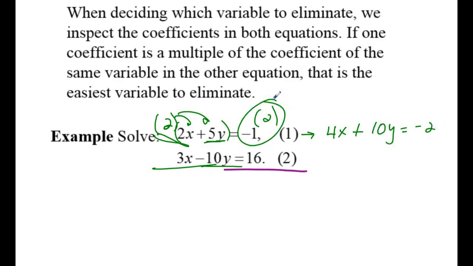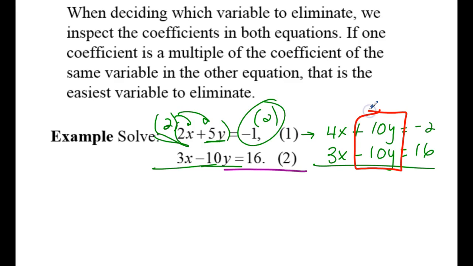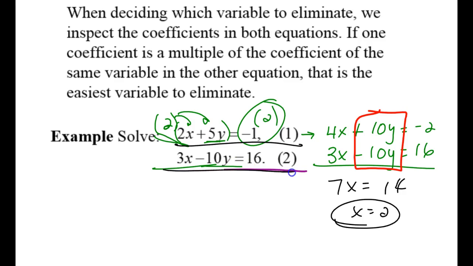This term here. I'm just going to rewrite this bottom equation, and now it's kind of set up like the first example. If I add straight down, I think those y terms will just eliminate, which is fantastic. So 7x is equal to 14. X turns out to be 2. I'm going to take this 2 and choose either line 1 or line 2. I would always go back to the original.